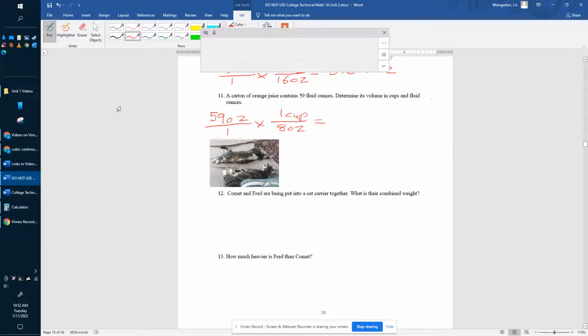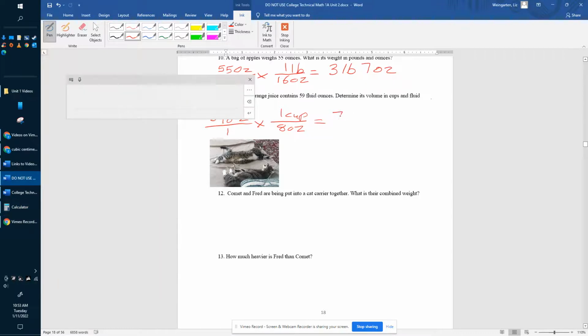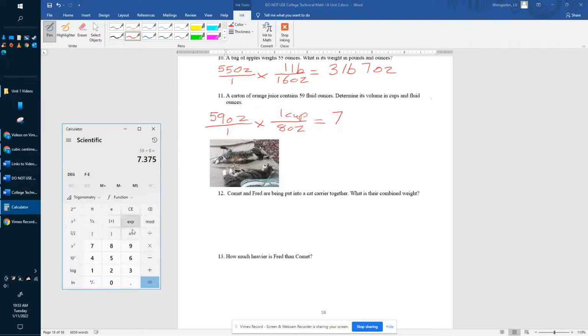So we're going to do exactly the same thing we just did in problem 10. We're going to take 59 divided by 8, and we get 7.375. So our number of cups is going to be 7. And then we have to figure out the ounces. So we'll get rid of that whole number because we've already taken care of it, and multiply our remainder by what we just divided by. And we get 3.